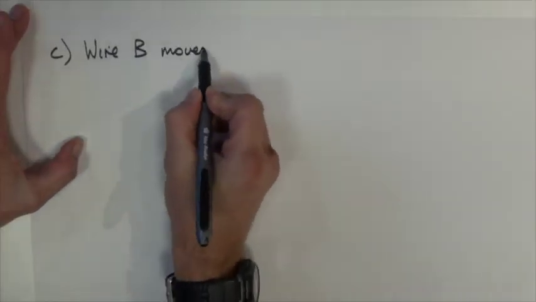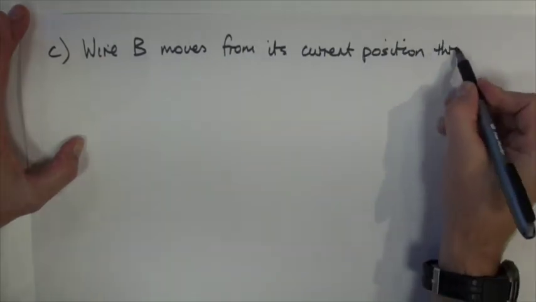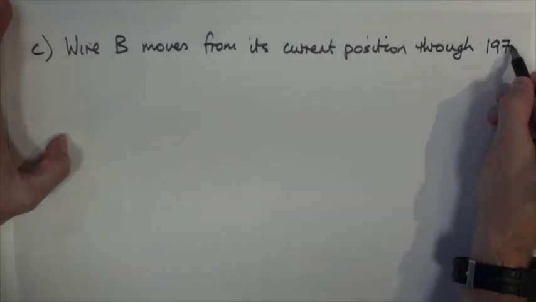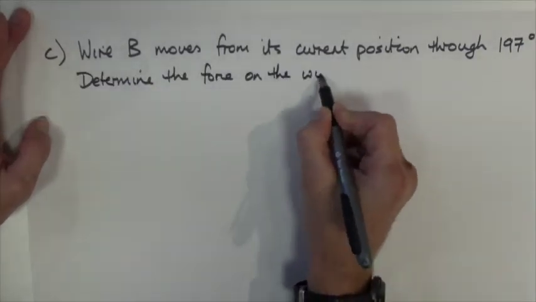Okay, so let's look at question C. In this case, we've got the same situation, but wire B is going to move from its current position, which is on the right-hand side, through 197 degrees. And we're going to determine what the force is going to be on that portion of the wire at this point. Let's look at the solution for this.